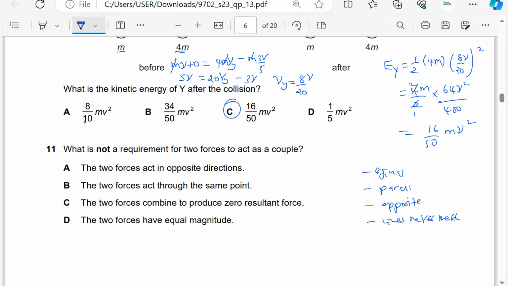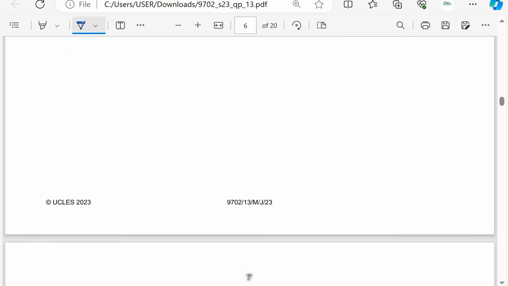So the two forces act in opposite directions, that is a requirement. The two forces act through the same point. That means their lines of action are meeting. So this is not correct. So the answer is B. The two forces combined produce a zero resultant force. That's true because they are equal but opposite. The two forces have equal magnitude. That is true. So B is not a requirement.